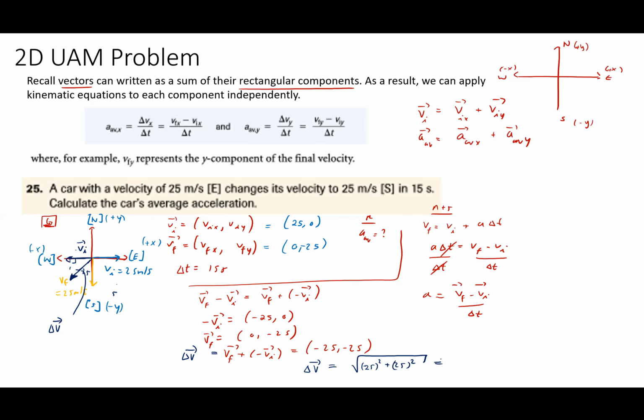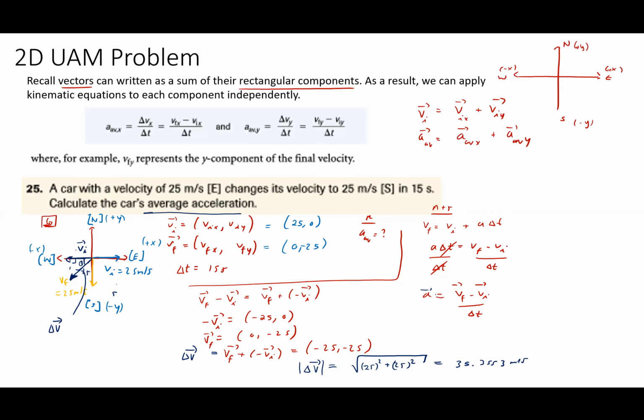And that's going to give you, I punch in the calculator, this is just the magnitude. This gave me 35.3553 meters per second. So this is the magnitude of this value, right? And first you want to find the magnitude, but then you've got to find the angle associated with it. Okay, let's find the magnitude first.